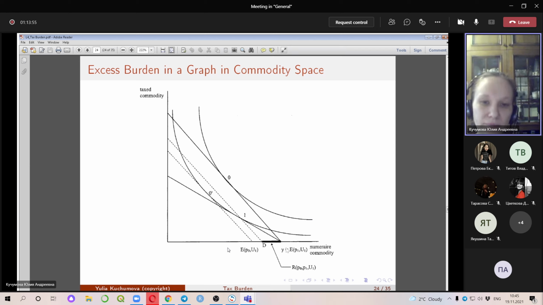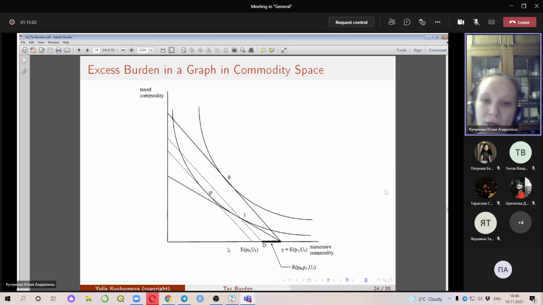Okay, thank you. And what is the difference between E from P0 U1 and R from P0, P1, and U1? So which of them is the government revenue from the tax? Yes, the government revenue is this R revenue, right? And it's the length of this dark interval. Okay. And the expenditure function of P0U1 is the difference between the beginning of coordinates and this point, right? Okay, thank you.